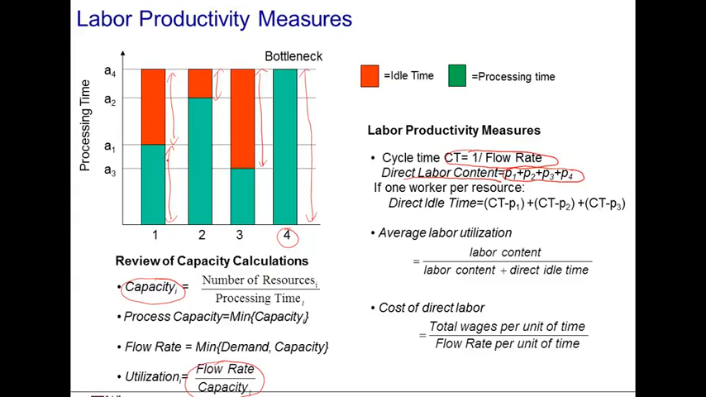Next, we define for each resource the idle time as the difference between the cycle time and the processing time. So the idle time for the first resource is exactly this difference here. We can add that idle time up across all resources to get the total red in this picture, the total amount of idle time. We can then define the average labor utilization in the process as a ratio between the labor content, remember the sum of the processing times, and the labor content plus all the direct idle time. The labor content really measures how much green there is in the process versus the labor content plus the direct idle time, the denominator here in this definition, captures how much time I have to be paying for in total, which is the labor content plus the idle time. Finally, we define the cost of direct labor as a ratio between the total wages per unit of time, for example, 4 workers times the hourly wage rate, divided by the flow rate per unit of time.